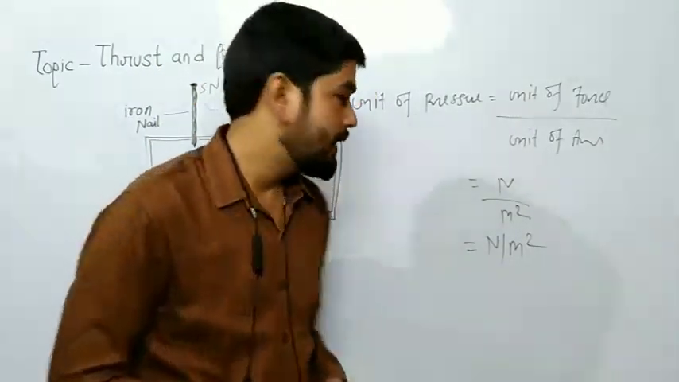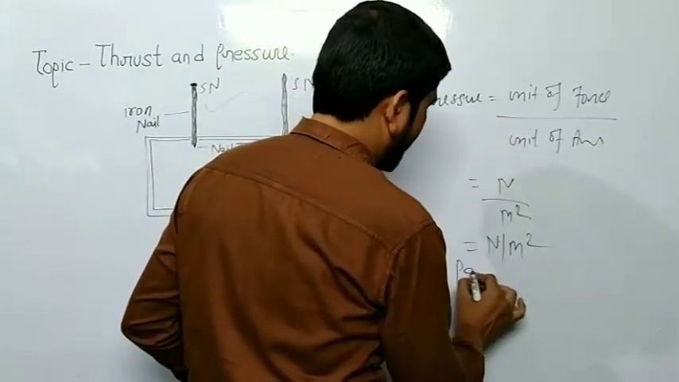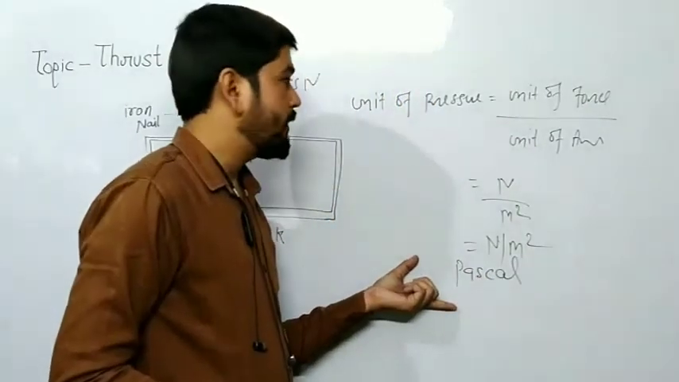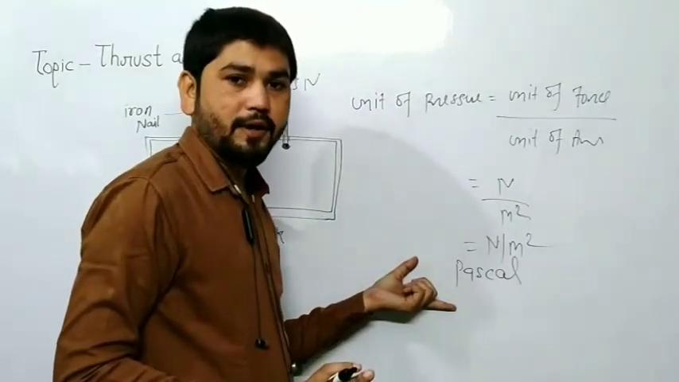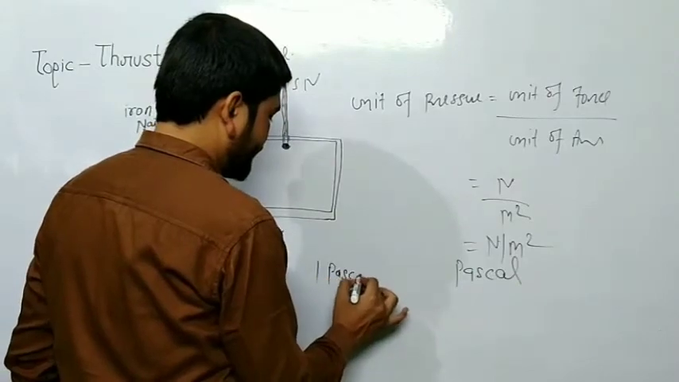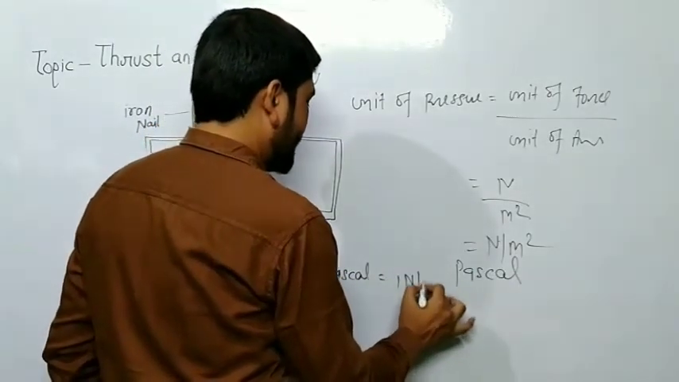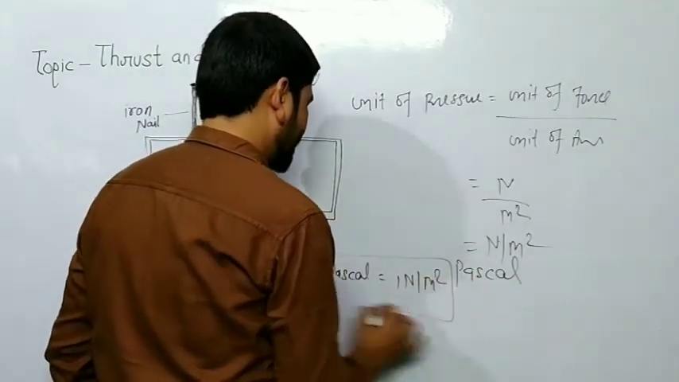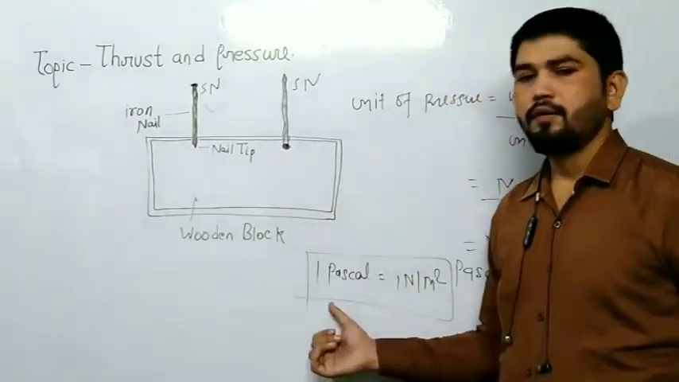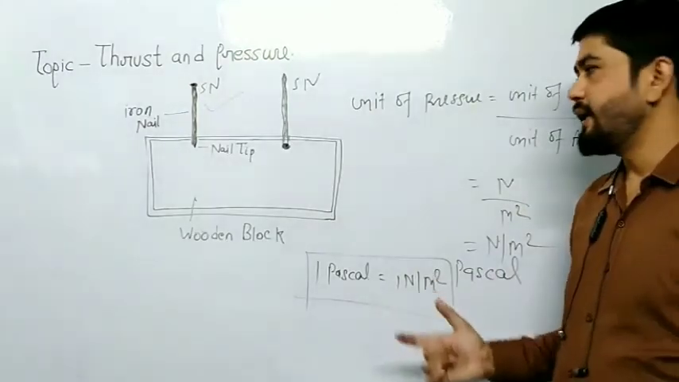Okay, and there is another unit also, Pascal. In the SI system, the unit of pressure is Pascal, and 1 Pascal is equal to 1 Newton per meter square.